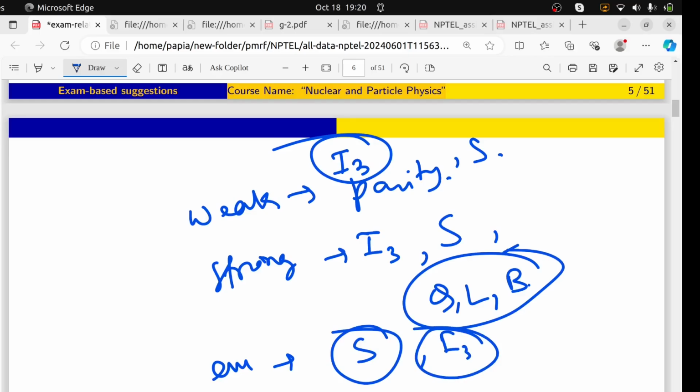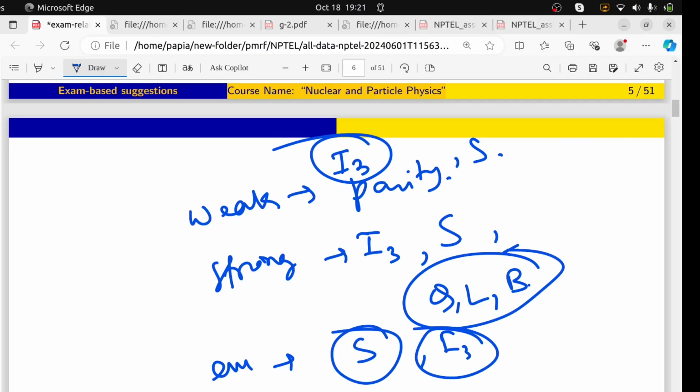Yes, madam. So in the context of I3 and strangeness, we can differentiate these three interactions. Strong interaction should conserve both of them. Weak interaction should conserve neither, or at least not I3. EM interaction should conserve strangeness and may or may not conserve I3. So now you can understand, we can have a little idea which interaction it should be.